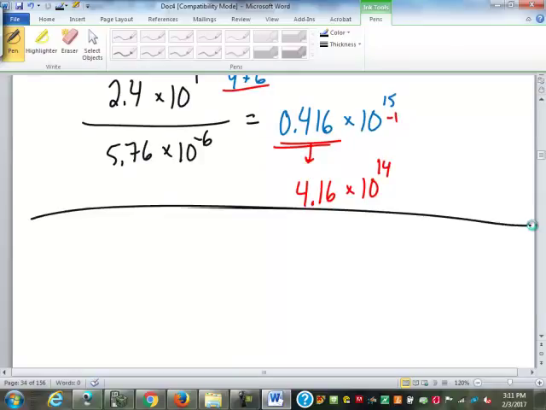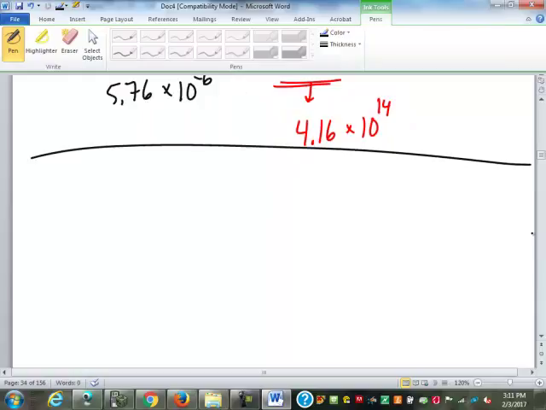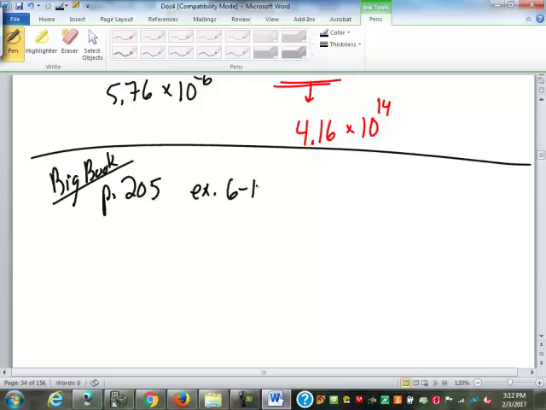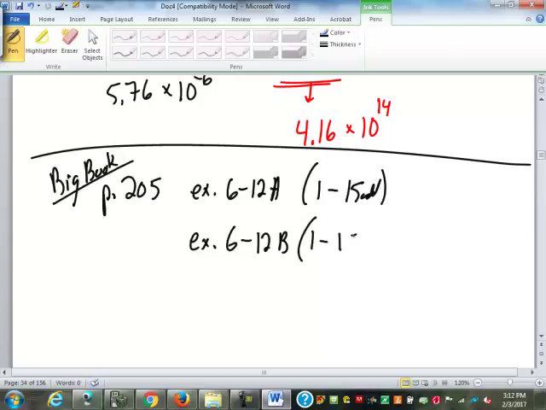Okay, before we do any more with this, I think it is time to stop and let you guys do your quiz. I'm going to give you some homework here out of the book. This is in the big book. It is page 205, exercise 6-12A, 1 through 15, the odd. Then also on page 205, exercise 6-12B. That's also 1 through 15, the odd.